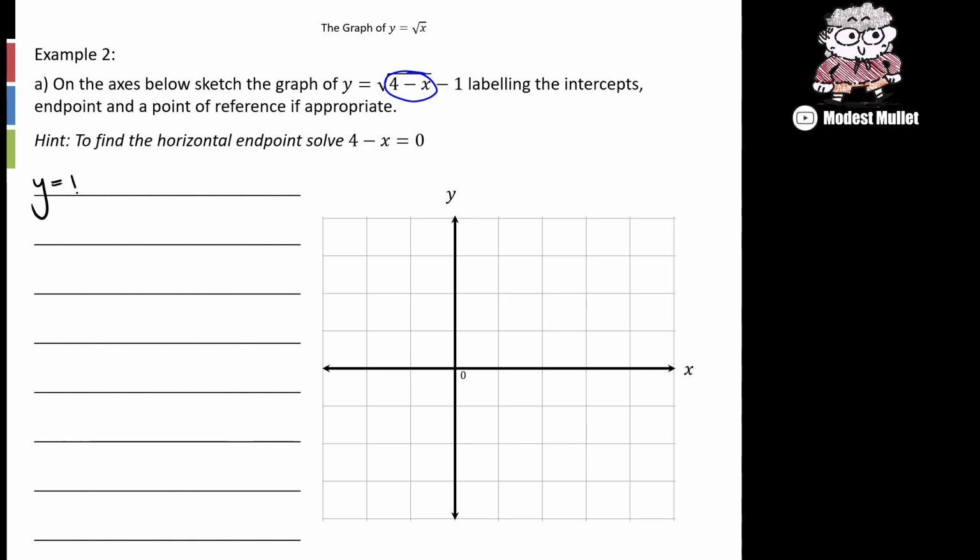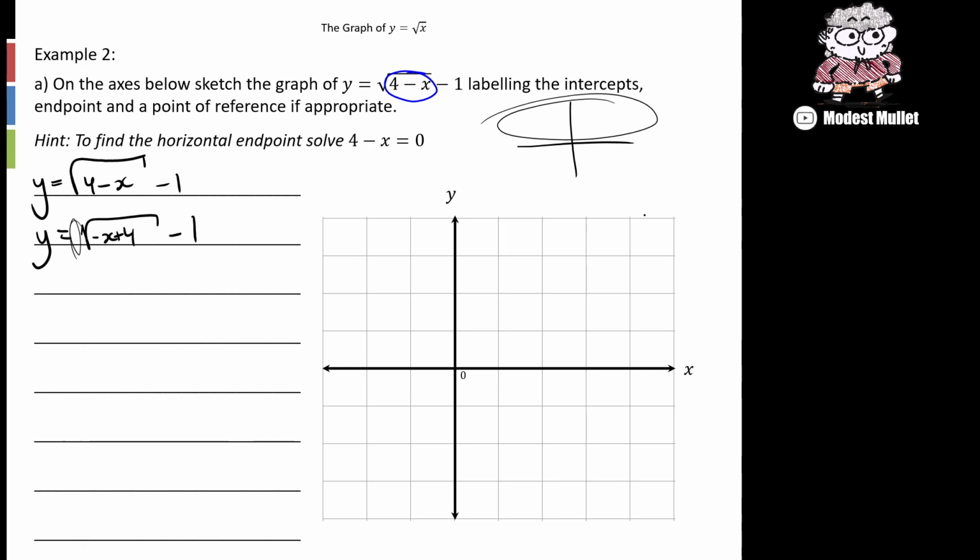So we have y is equal to square root of 4 minus x, minus 1. We can rewrite this by just changing the order. As long as we keep the signs, we're allowed to change the order. It's negative x plus 4 now, minus 1 outside. So straight away, if I want to think about the shape, it's positive in front of the square root, so it means I'm up high over here, but there's a negative in front of the x, so it's going to be out this way. So that's my general shape.